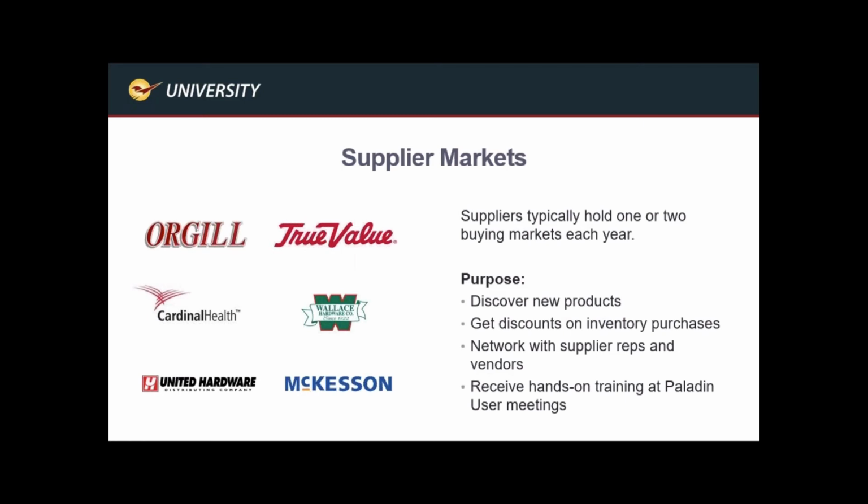Just real fast, you guys probably know this stuff here. I've got some of the supplier markets that we normally attend listed over here to the left. Suppliers typically hold 1 or 2 buyer markets a year. I think Oracle does 2; some of them just do 1. The purpose is to discover new products. Some of them are big selling markets where they're really pushing products. Some of them are more about pushing new themes for your business or new technology.